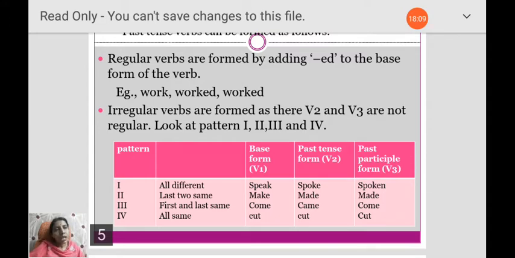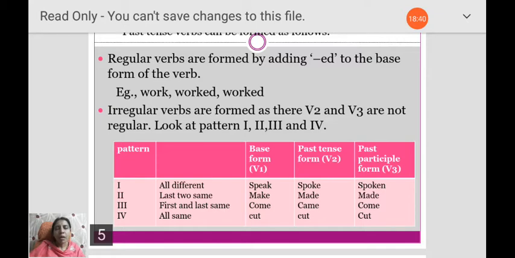Okay, so cut, cut, cut. In the same way we have put, put, put, and there is another word like shut, shut, shut. See, shutted won't be there. Shut, shut, shut. Cut, cut, cut. Put, put, put. So these are some words where all three are the same. So these 1, 2, 3, 4 patterns are irregular verbs, and there is no problem with regular verbs. We just add ed to make them past.